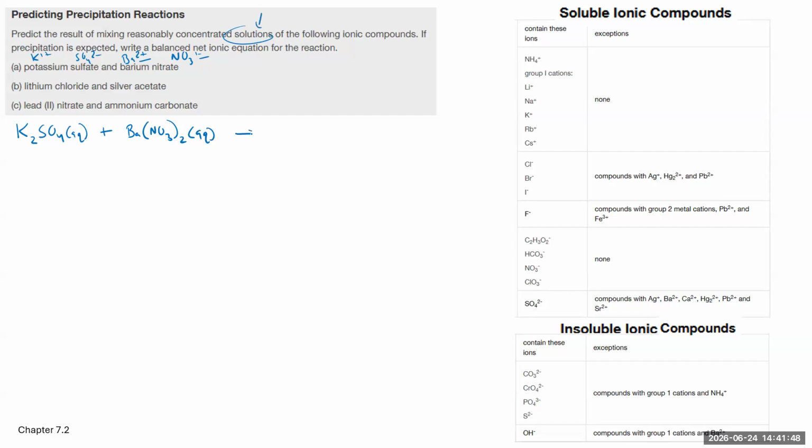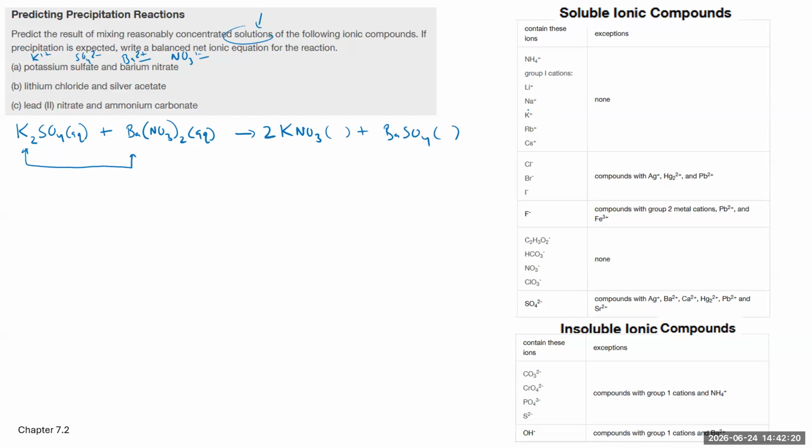Here's where it might get a little funky, right? We have to swap cations. Let's swap them. So then this becomes KNO3 plus, we'll do the phases last, barium sulfate. Let's balance this. The only thing you need to do to balance this is that, and we're done.